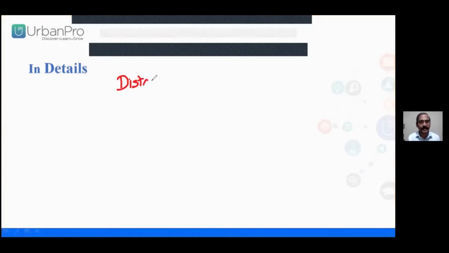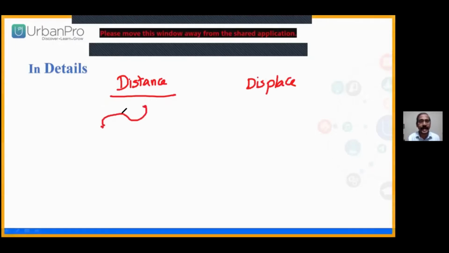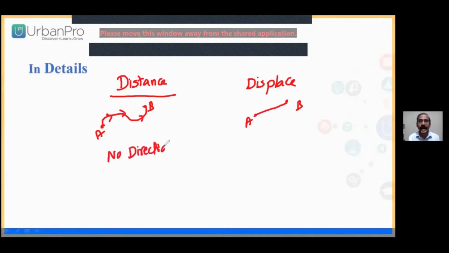Now next, what is the difference between distance and displacement? Distance is the actual path traveled by an object. The minimum path traveled by an object is called displacement. Distance doesn't have any direction. There is no direction. And displacement has a direction.